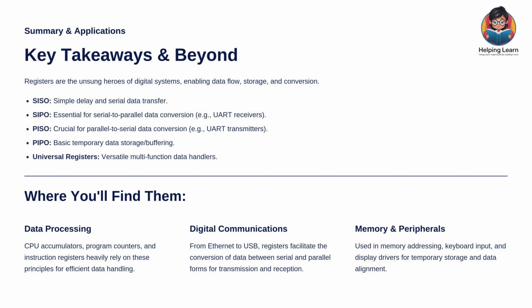Where you'll find them: data processing, digital communications, memory and peripherals. CPU accumulators, program counters, and instruction registers heavily rely on these principles for efficient data handling. From Ethernet to USB, registers facilitate the conversion of data between serial and parallel forms for transmission and reception. Used in memory addressing, keyboard input, and display drivers for temporary storage and data alignment.